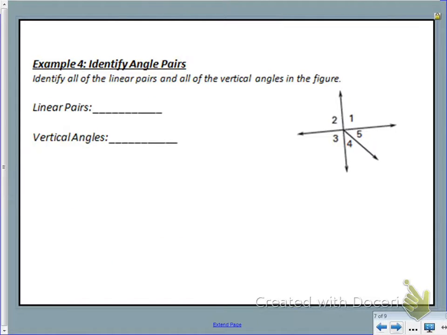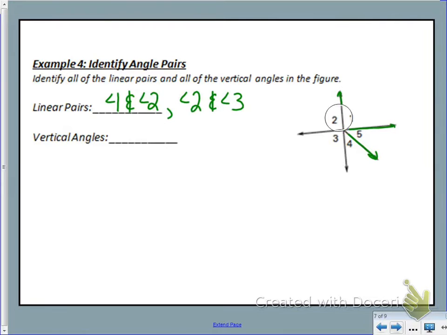Example 4 says to identify angle pairs. Identify all of the linear pairs and all of the vertical angles in the figure. Well, if we look at this situation, a linear pair is a pair of angles that makes a line. So my two situations where that occurs is angle 1 and angle 2 are two angles that make a line. Likewise, angle 2 and angle 3 are also a linear pair. However, angles such as angles 1 and 5 are not a linear pair. They're adjacent, but they don't add to be 180 degrees, so that would not work.